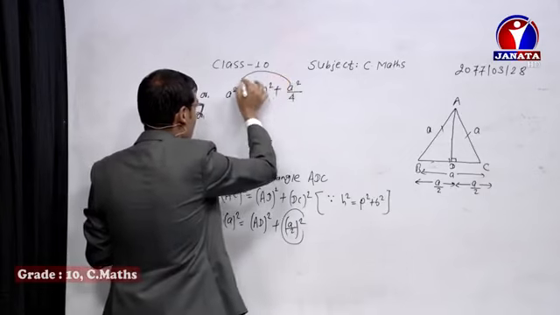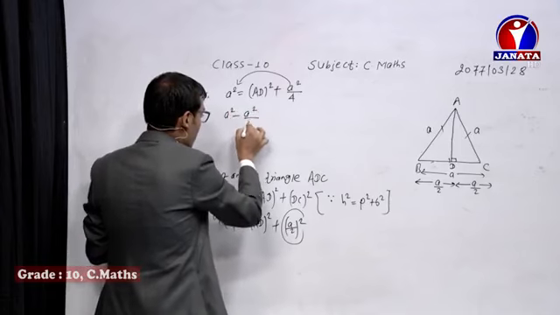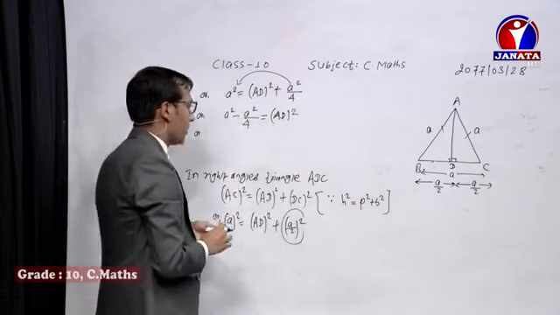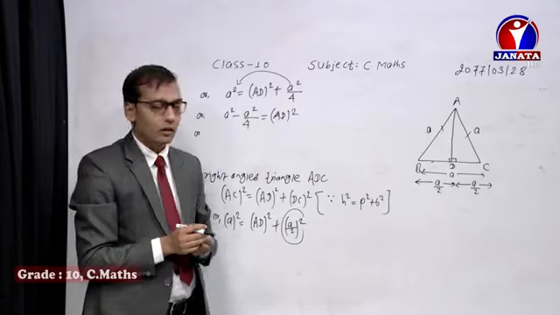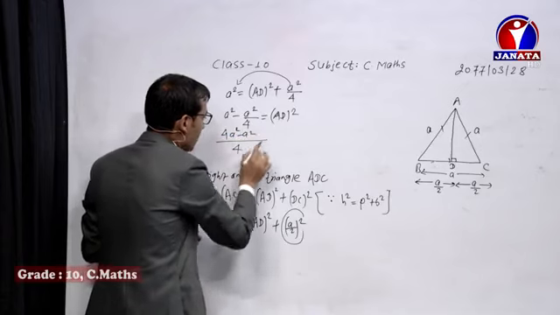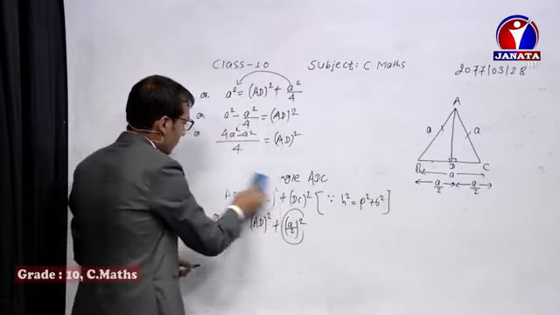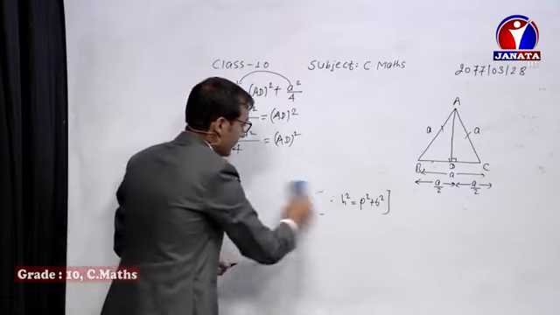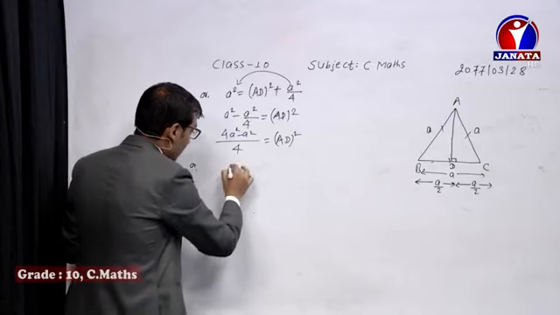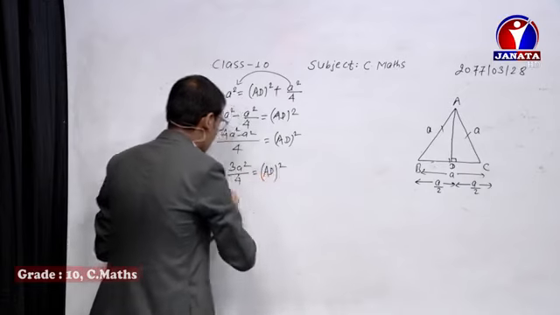Now we can take A square over 4 to the left hand side because these are like terms. So A square minus A square by 4 is AD square, or we can take the LCM on the left hand side. So what is the LCM? Here 4. So 4A square minus A square is AD square. Let's simplify this and find AD. AD is the height, so we are calculating for AD. This is 3A square over 4 is AD square.